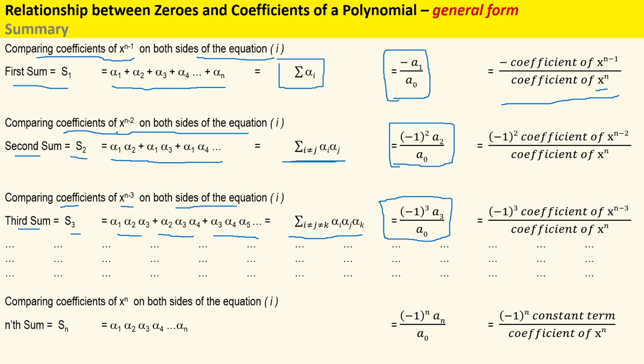But what will be the general nth sum here? Let's find that out by comparing the coefficients of x raised to power n on both sides of the equation 1. The nth sum Sn will be equal to alpha 1 alpha 2 alpha 3 multiplied up to alpha n, and this sum will be equal to minus 1 raised to power n an divided by a0, which is equal to minus 1 raised to power n times the constant term divided by the coefficient of x raised to power n.